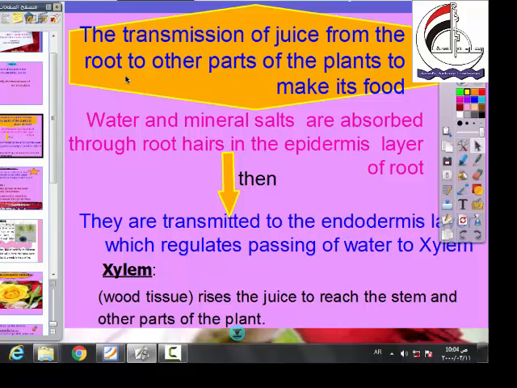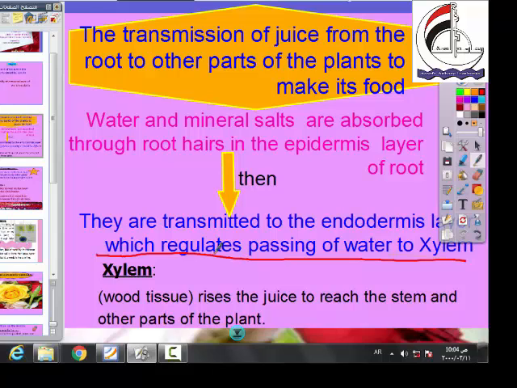The transmission of juice from the root to other parts of the plant to make its food: water and mineral salts are absorbed through root hairs in the epidermis layer of the root. Then, primary, they are transmitted to the endodermis layer, which regulates the passing of water to the xylem. This is very important, primary. What is the function of the endodermis layer? It is a layer which regulates the passing of water to the xylem.